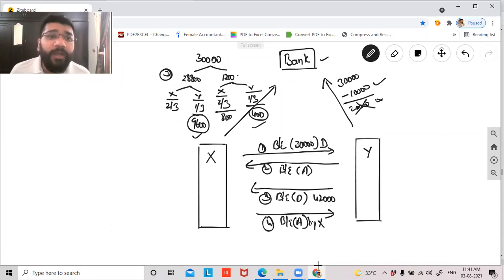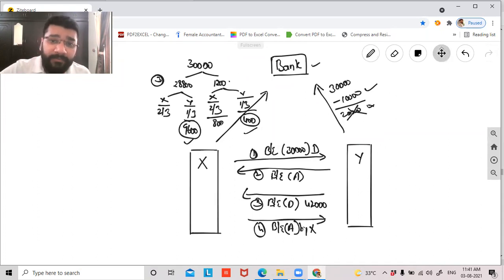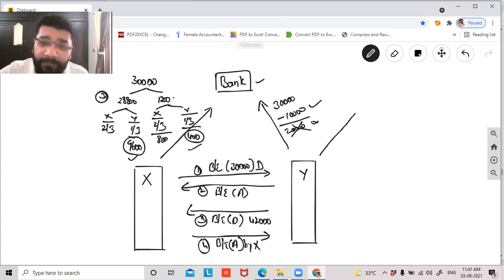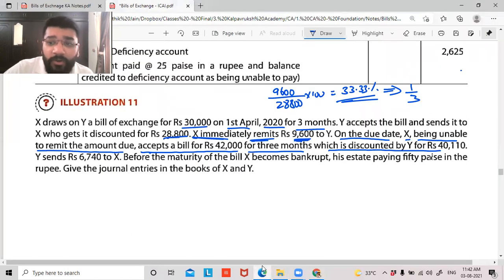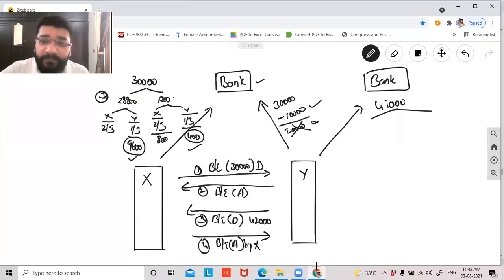What is Y doing, guys? Y is going to another banker and getting it discounted. He is giving him a bill of exchange worth 42,000 rupees, and he is encashing 40,110. What are the discounting charges? Guys, what are the discounting charges? 42,000 minus 40,110, that is 1,890. 1,890 is the discounting charges.